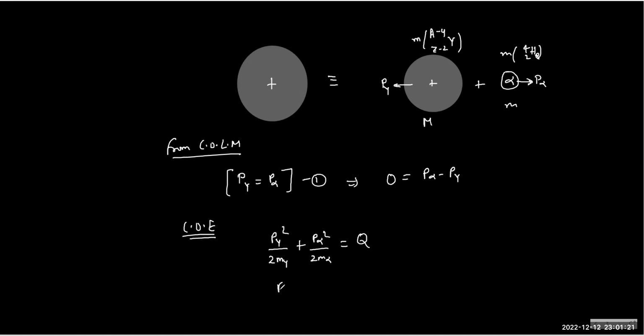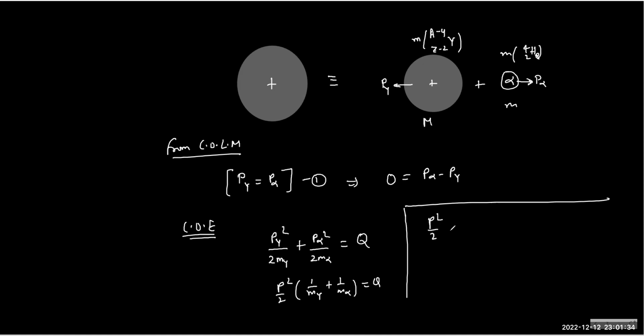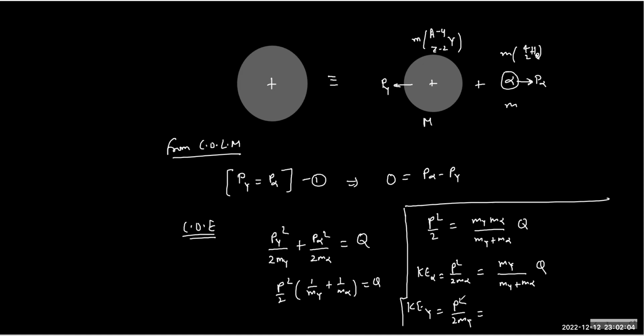So we can replace this, P square by 2 common. What we are left with? 1 by m y, 1 by m alpha. So P square by 2 is how much? m y m alpha upon m y plus m alpha, into Q. So kinetic energy of alpha is how much? It is m y by m y plus m alpha, into Q. So kinetic energy of y is how much? It is m alpha by m y plus m alpha, into Q.